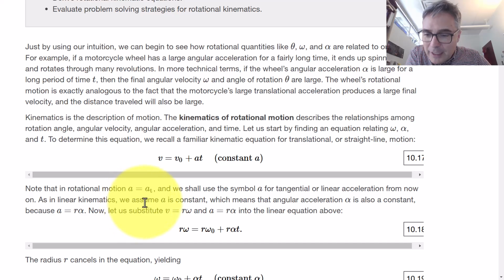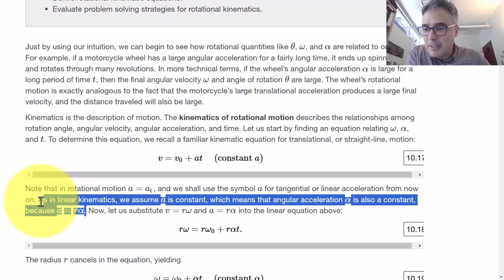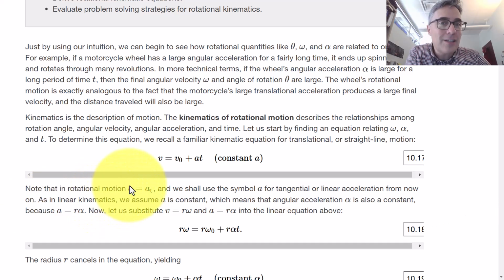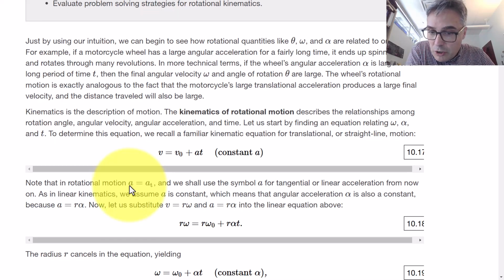Section 10.2 is kinematics of rotational motion, and they do mention very quickly here, as in linear kinematics, we assume a, in this case the tangential acceleration, is constant, which means that the angular acceleration alpha is also constant because a equals r times alpha. So that's really the only time they state it, but it's super, super important. And in this entire section, they assume alpha is constant, which it could be.